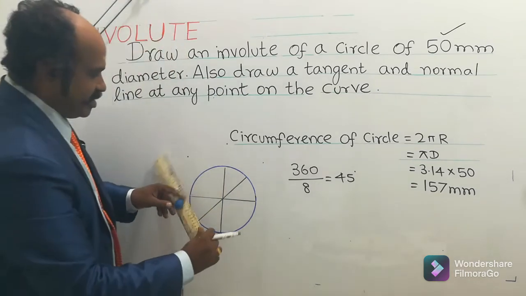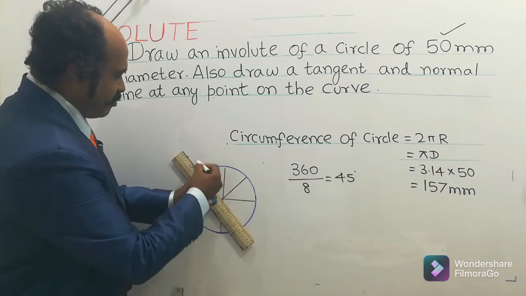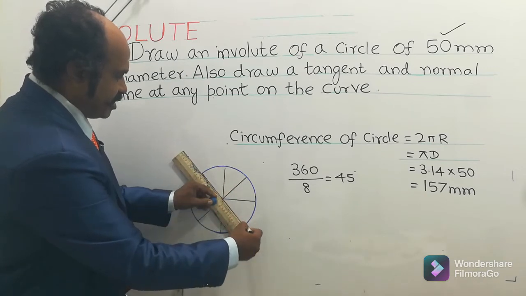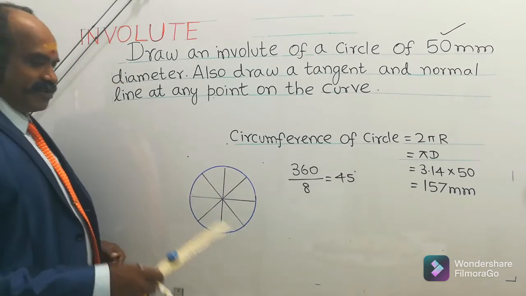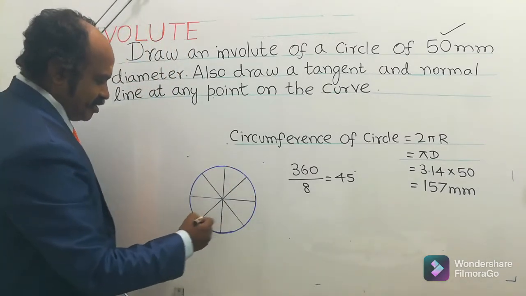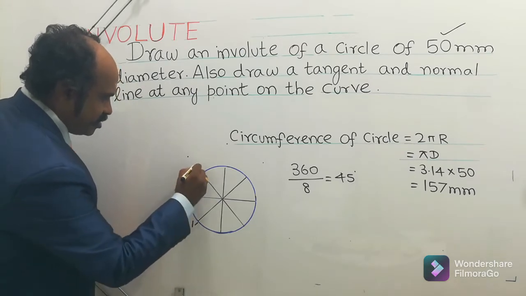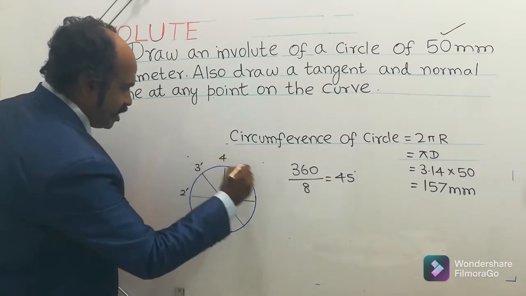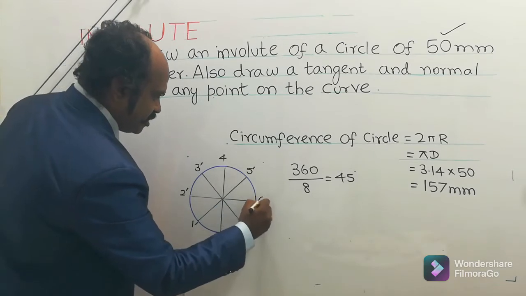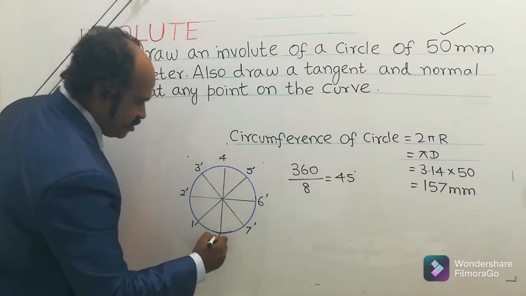So extend the line on the other side of the diameter line. Join the marked points through the center of the circle and extend them on the other side of the circle, when the circle is divided into 8 equal parts. Let me mark the parts as 1, 2, 3, 4, 5, 6, 7, and this will be 8.